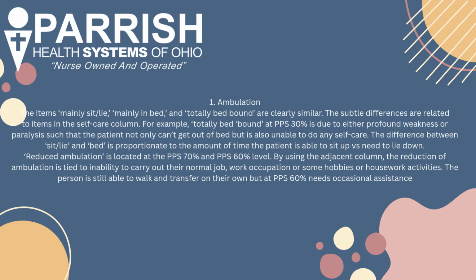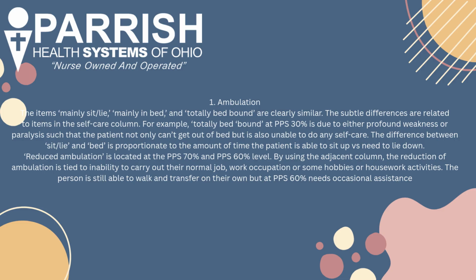Ambulation, the items, mainly sit, lie, mainly in bed, and totally bed-bound, are clearly similar. The subtle differences are related to items in the self-care column. For example, totally bed-bound at PPS 30% is due to either profound weakness or paralysis such that the patient not only can't get out of bed but is also unable to do any self-care. The difference between sit, lie, and bed is proportionate to the amount of time the patient is able to sit up versus need to lie down.